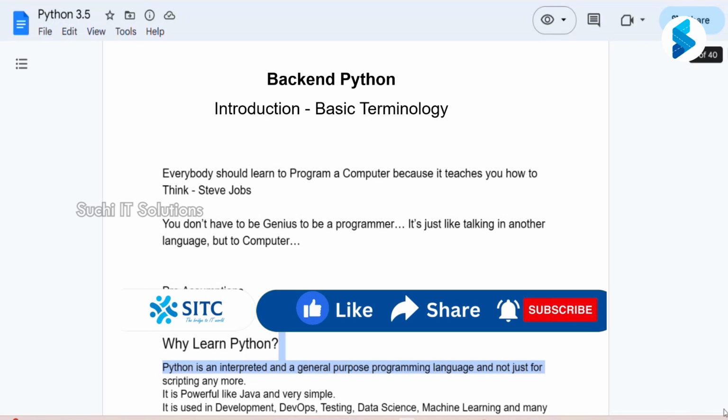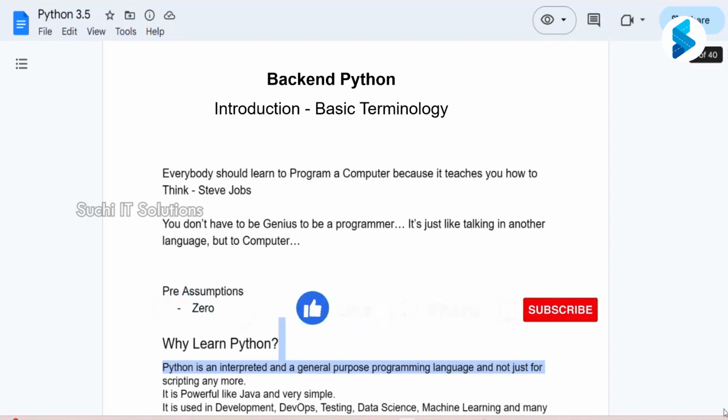Are we clear with this? Yes, sir. Okay. Now we have talked about what is programming. We have talked about why programming. We have talked about computers. Does it make sense now? Is there any clarity after this? Yes, somewhat we had a clarity over it. Okay.